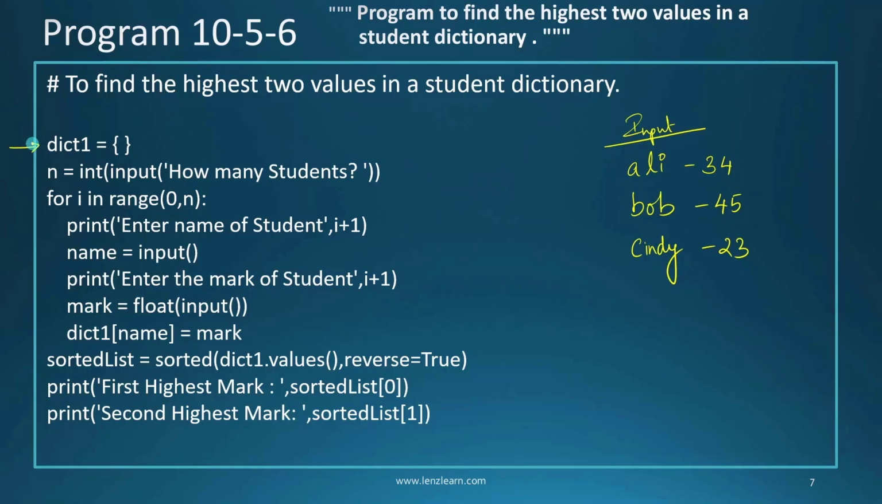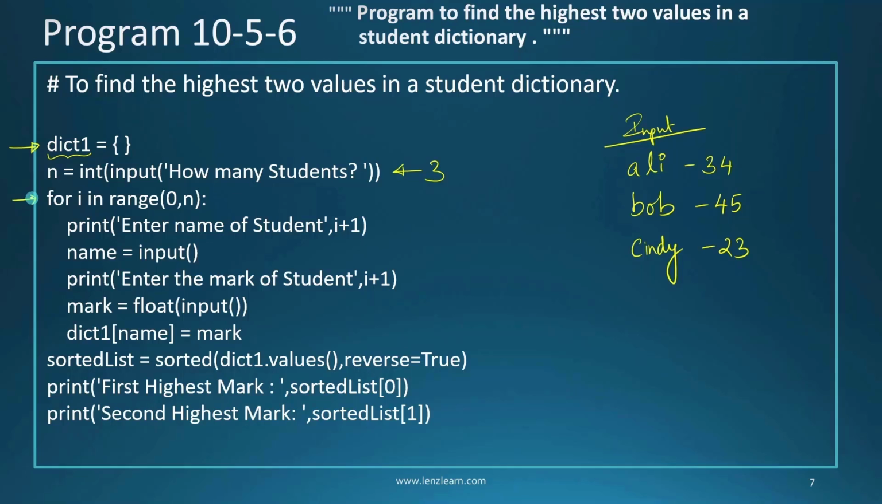Initially I am creating a blank dictionary. So the name of the dictionary is dict1. This is going to store the details of student with their marks. So next I will ask how many student records you have to enter. So I will give 3 because I have to enter 3 students. If you enter 5, then this for loop will work 5 times. And it will be asking to enter 5 student records into the dictionary.